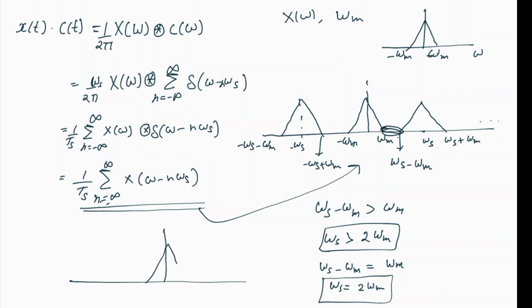So what the Nyquist theorem says is that if we have a signal whose maximum frequency component present is omega m, then we have to sample that signal at least at twice the maximum frequency component that was there in the input signal. Only then will we be able to get our original signal back from the sampled signal.